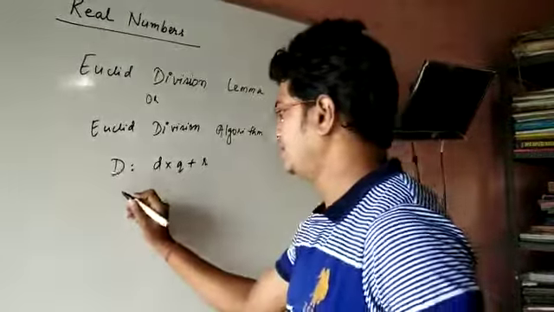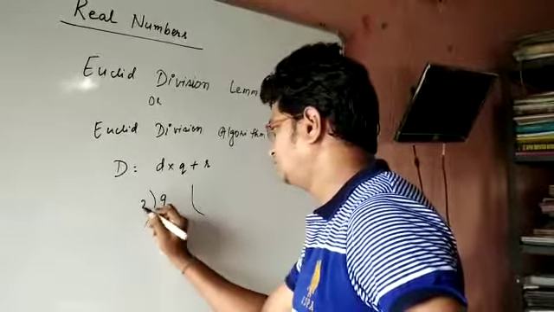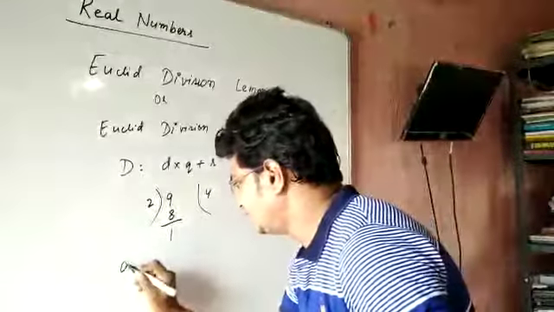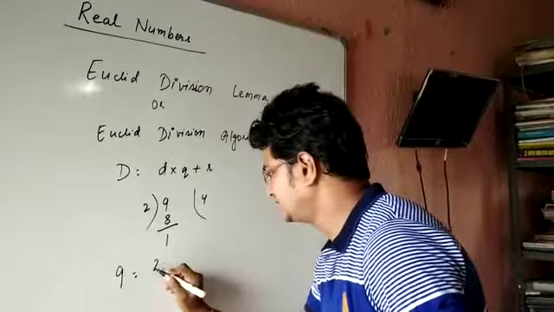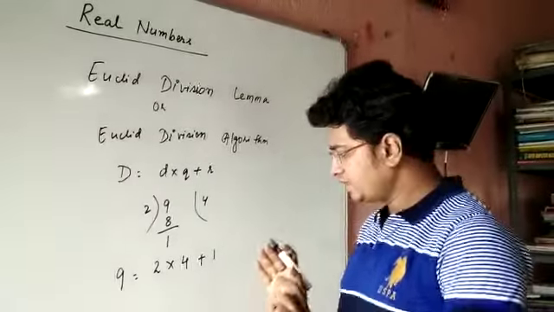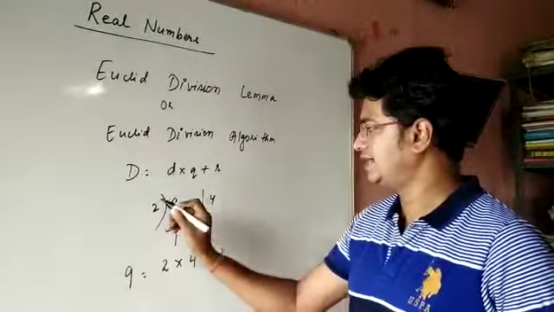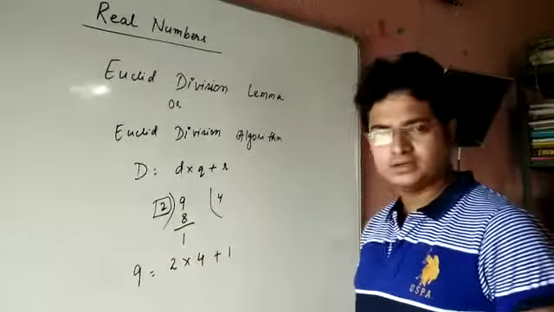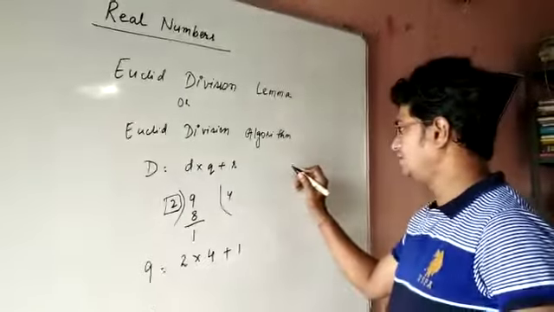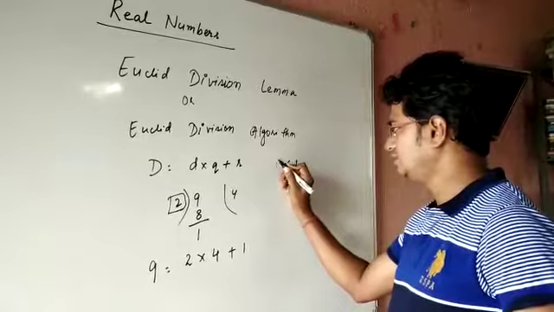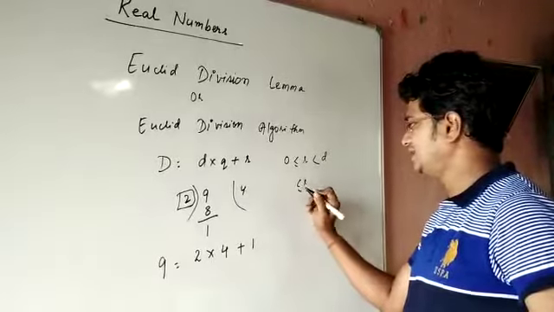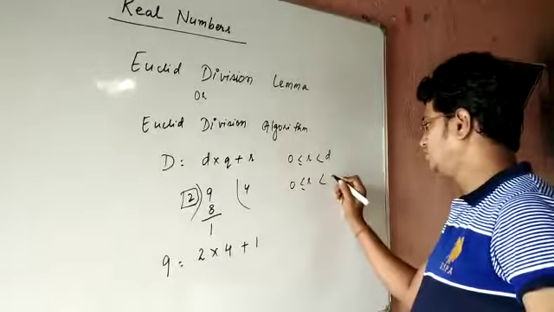Suppose we take the number 9. If you divide it by 2, 2 fours are 8, so the remainder is 1. So 9 is your dividend, 2 is divisor, 4 is quotient, 1 is remainder. Only one thing you should know here, that remainder will always be less than divisor. That is, remainder is greater than or equal to 0 and less than 2 if we are dividing by 2.